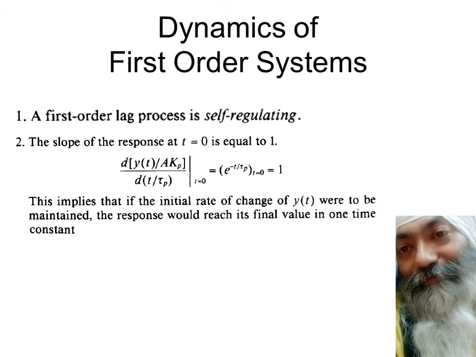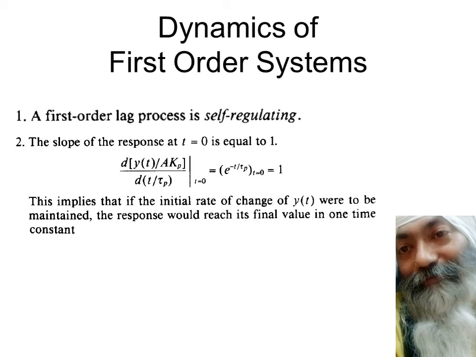Second thing, the slope of this curve at t equal to 0, if you continue to move at that rate, then in the first time constant itself, at t equal to tau p, the output will become equal to 1.